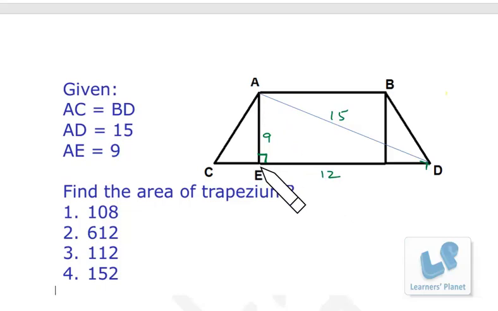So we get the area of triangle AED, where AE is 9 and ED is 12. But we have to find out the area of trapezium ACBD. So since AC is equal to BD, this portion ACE has the same area as, suppose I assume this point to be P, because this side is equal to this side, this is equal to this, and this angle is 90 degree. So triangle BPD and triangle ACE will be congruent to each other. So it will be something like this.